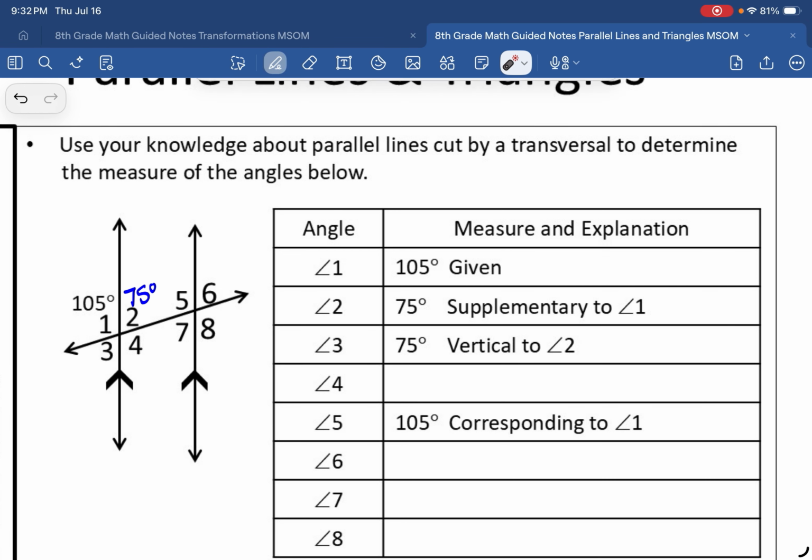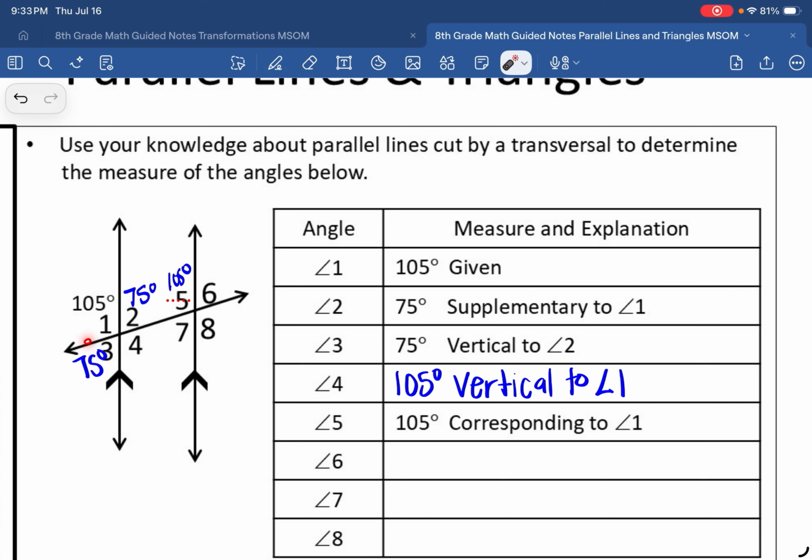Angle 3, opposite angle 2, is also 75 degrees because it's vertical to angle 2. See how this angle and this angle are opposite or vertical angles? That means they have the same measure. Angle 4, we're going to say, is also 105 degrees because it is vertical to angle 1. Now I could also say angle 4 was 105 degrees because it was supplementary to angle 3 or supplementary to angle 2. You will notice with a lot of these proofs, there are often more than one reason for the justification.